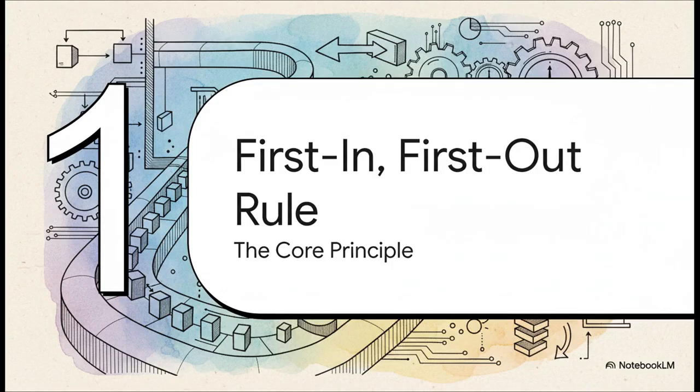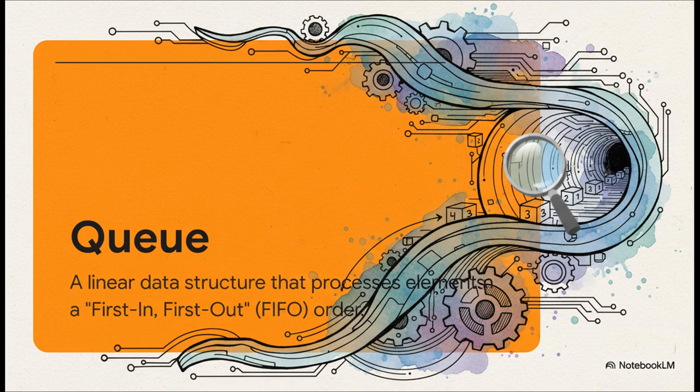Okay, first things first. Before we can do anything cool with a queue, you've got to understand its one single non-negotiable rule. So what is a queue? It's a linear data structure that runs on a first-in, first-out principle. We just call it FIFO for short. The easiest way to think about it? It's literally a line at a coffee shop. The first person to get in line is the first person to get their coffee. It's that simple, and it's that fair.